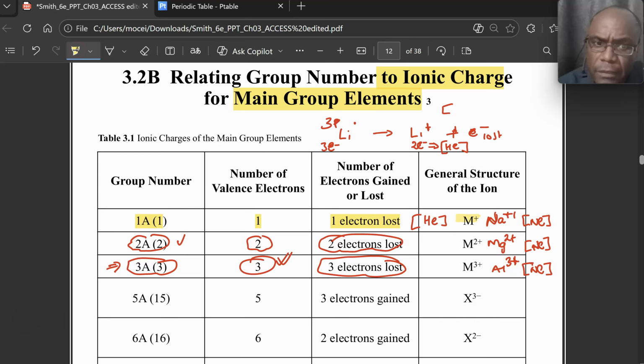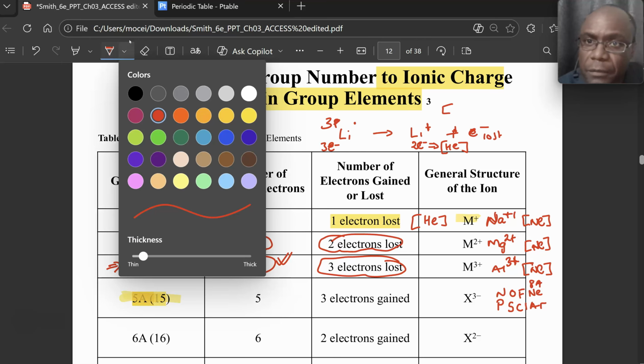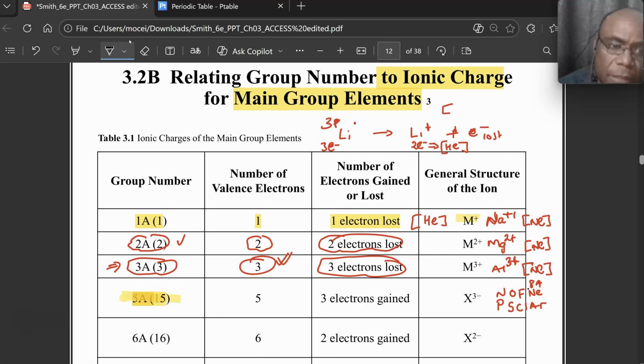Now, if you look at the nonmetals, we know that they react by gaining, starting from group 5A. In group 5A, you're going to find nitrogen, and phosphorus in there. After nitrogen, you have oxygen, fluorine, and then you're going to get neon. After phosphorus, you're going to get sulfur, chlorine, then argon. This is group 8A.